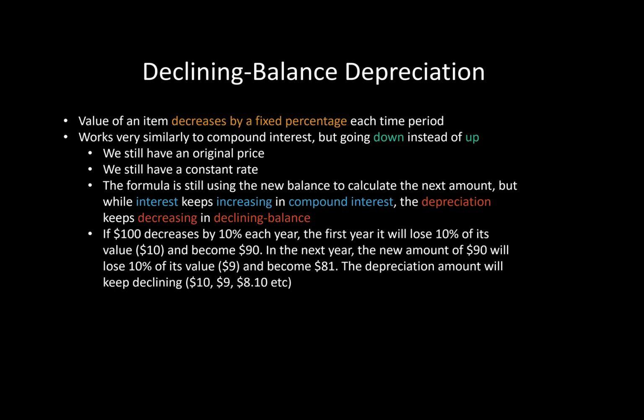So if $100 decreases by 10% each year, the first year it will lose 10% of its value, which in this case would be $10 and become $90. In the next year, the new amount of $90 will lose 10% of its value, which is just $9, and become $81. The depreciation amount will keep declining. So it goes from $10 the first year, $9 the second, $8.10 the next, and so on.